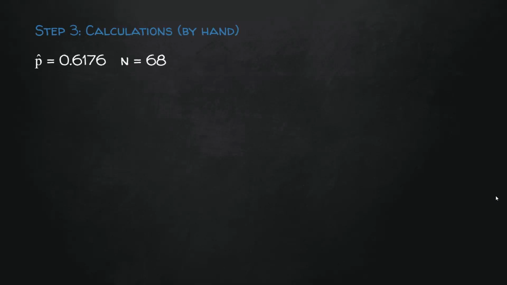Step three is the calculations. I'll show you how to do them by hand and then how to do them using the calculator. Our p hat is 0.6178. We got that by dividing 42 by the 68 students Mr. Morehouse had in class.